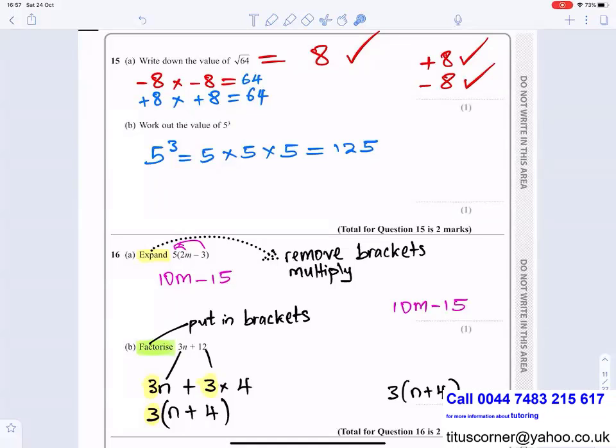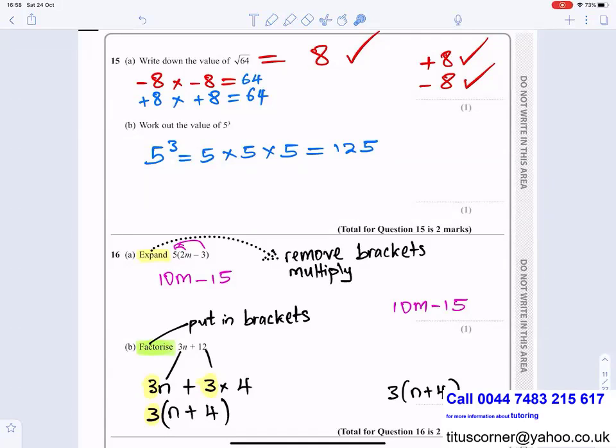Question 15. Write down the value of the square root of 64. Square root of 64, what number do you multiply by itself to get 64? If you multiply -8 times -8, you get 64. And +8 times +8, you get 64. So if you write 8, the answer is correct. But you can have +8 or -8. Those are still correct answers. But +8 would be required for this.